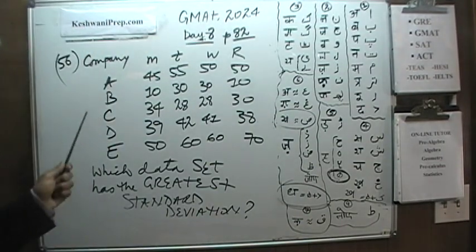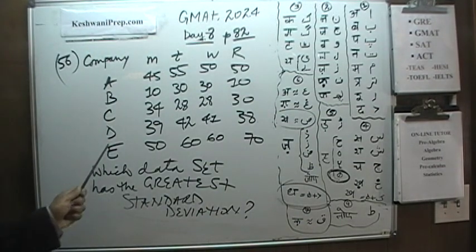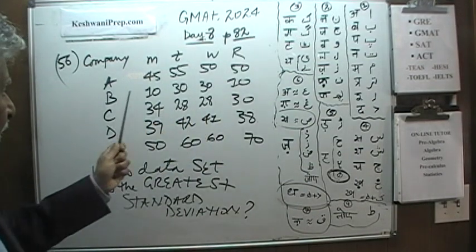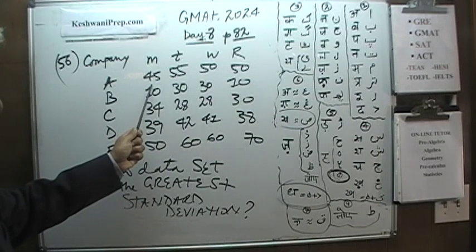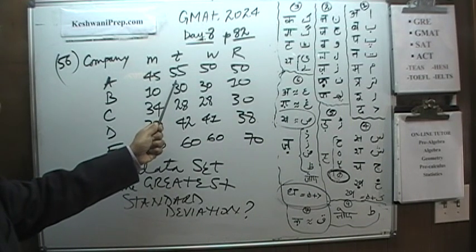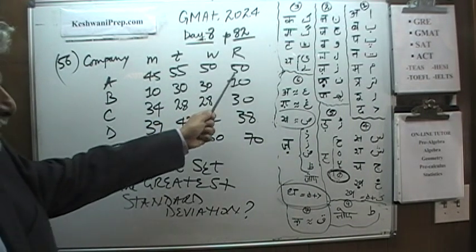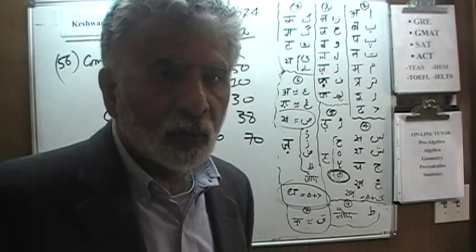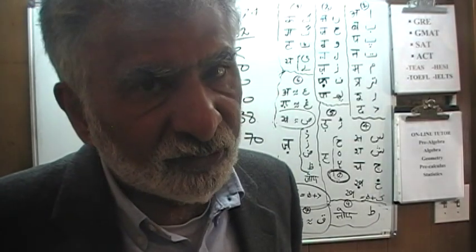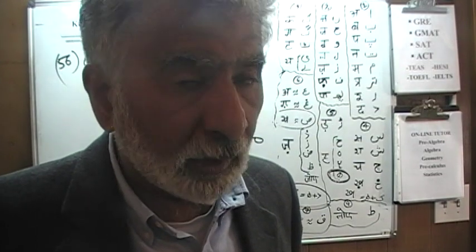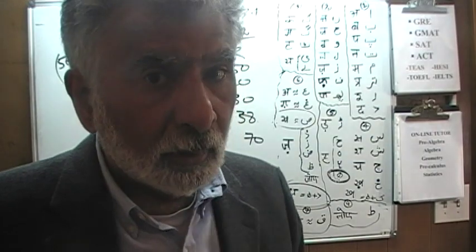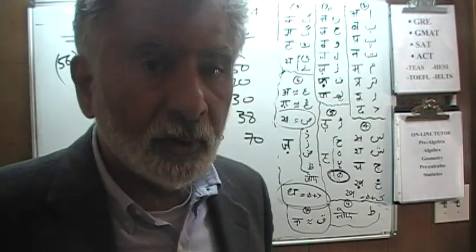There are 5 companies, A, B, C, D, E, and this is how many packages they have shipped in the 5 days. Company A, on Monday they shipped out 45 packages, on Tuesday they shipped out 55 packages, Wednesday 50, Thursday 50, and so on and so forth. This is the data for the 5 companies. The question is, which of these 5 data sets has the greatest standard deviation? I'm going to get out of your way now so you can get an unobstructed view of the blackboard. This time I insist that you pause the video and do it yourself.